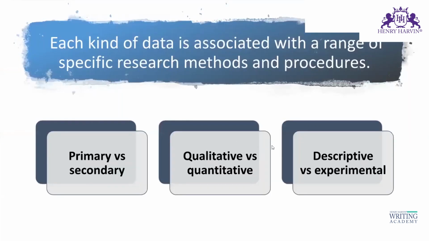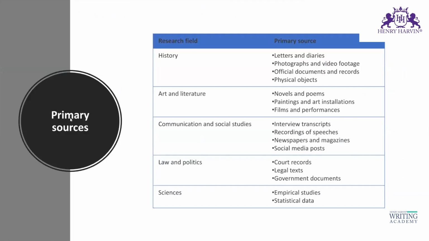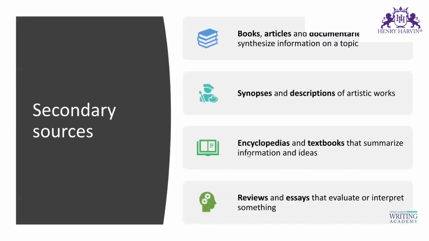Okay. Now, research data, we have already discussed how it goes. If we talk about primary sources, they are more of letters, diaries, photographs, or novels. If we are talking about communication, then it could be interviews, recordings, newspapers. It could be a legal text as well, or a study or statistical data. These are all primary sources.